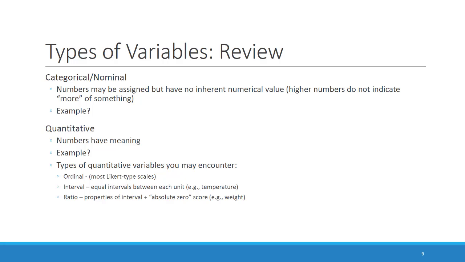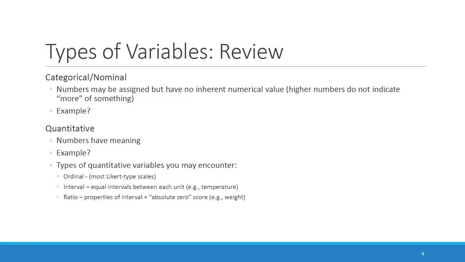One example of a categorical variable is gender. So we might assign male 1, female 2, transgender or non-binary or other could be a 3. We have assigned those numbers to our categories. However, those numbers do not indicate anything. 3 is not higher than 1, 2 is not higher than 1. So that's an example of a categorical or a nominal variable.